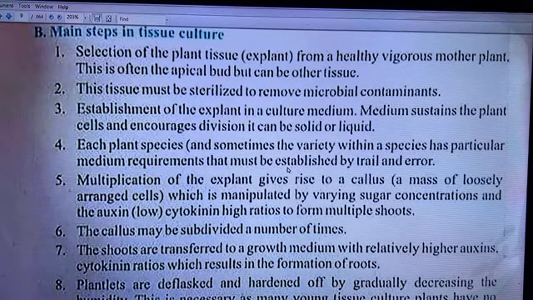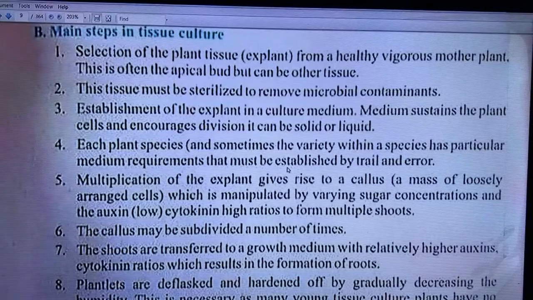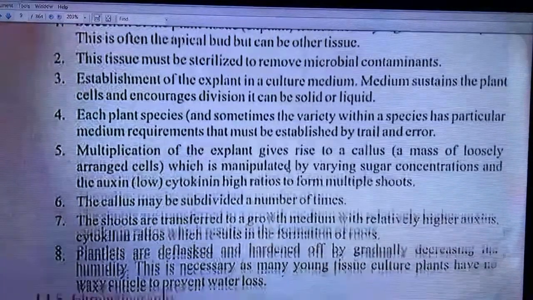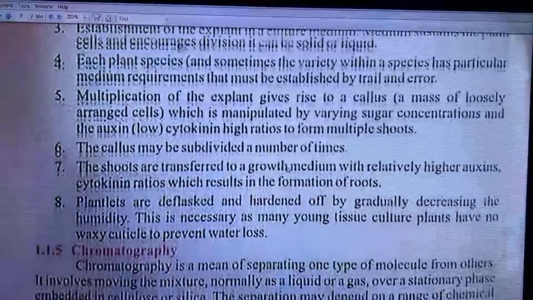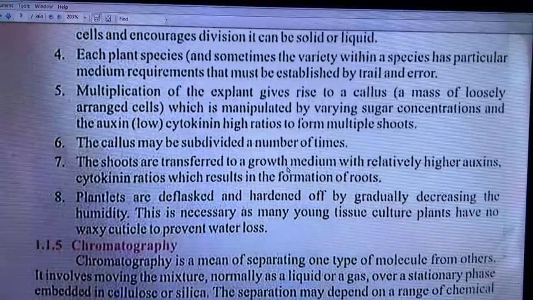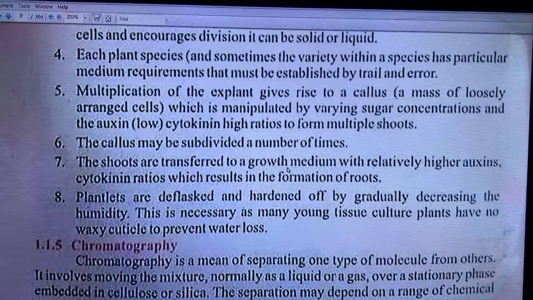Establishment of the explant in a culture medium. The medium sustains the plant cells and encourages division. It can be solid or liquid. Each plant species, and sometimes the variety within a species, has particular medium requirements that must be established by trial and error.